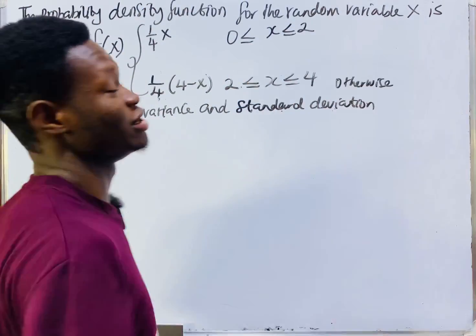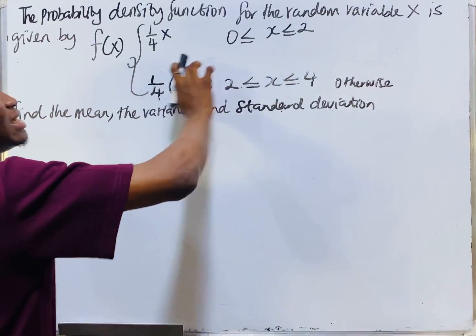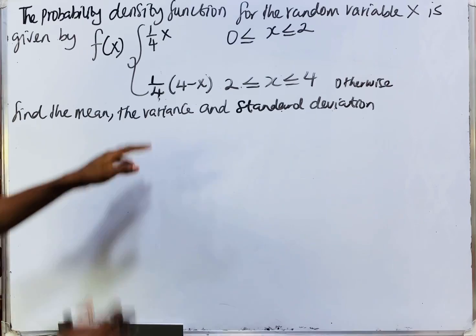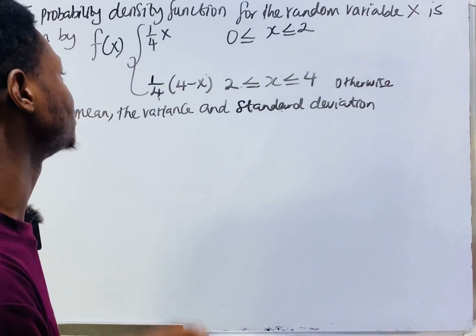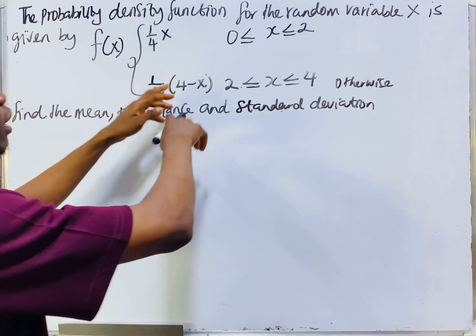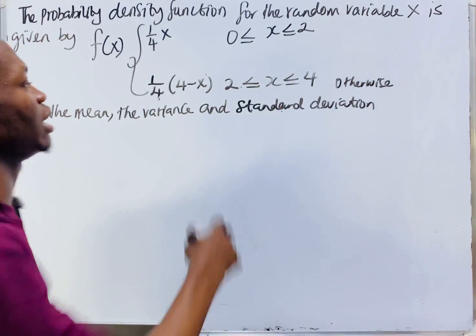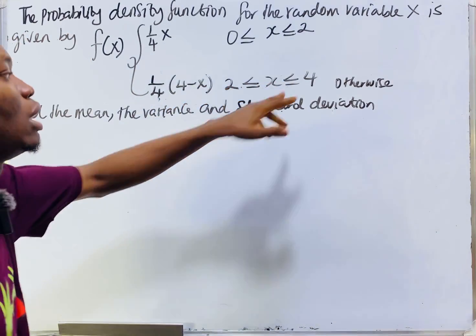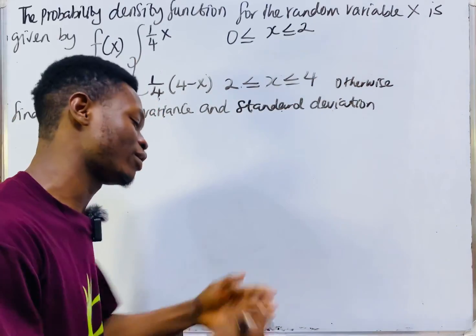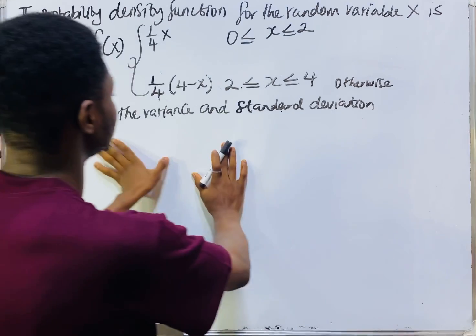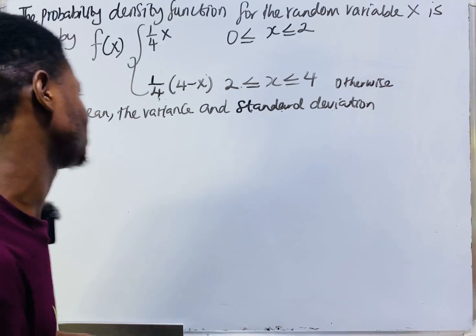We have the range. As you can see, x is greater than or equal to 0 and x is less than or equal to 2. Another function to be integrated, 1 over 4 minus x. Then this is the range: x is greater than or equal to 2 and x is less than or equal to 4. So you are told to find the mean, the variance, and the standard deviation.